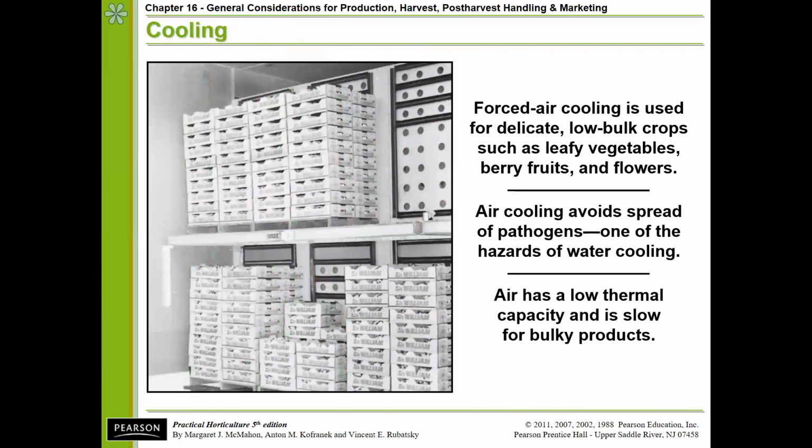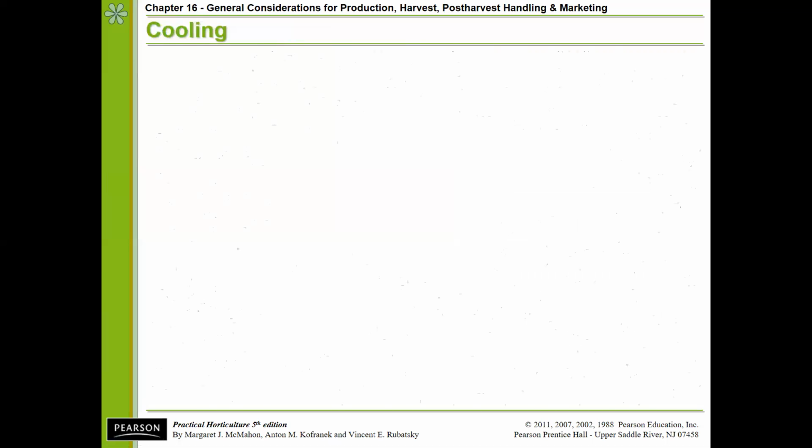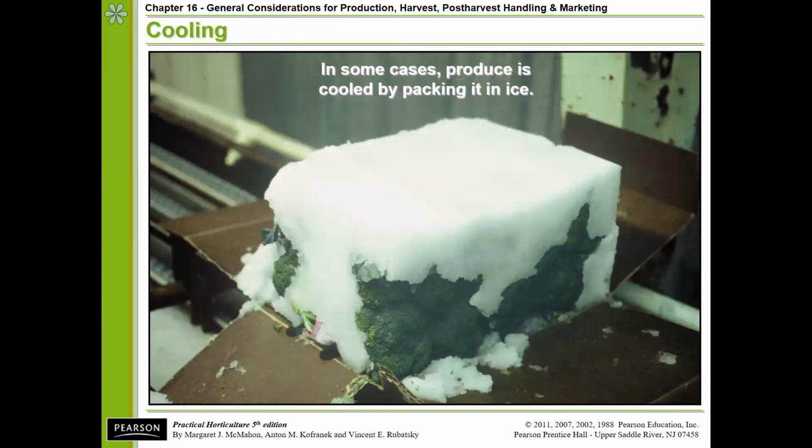There's also forced air cooling for more delicate crops. Air cooling can be better than water cooling, and one of the big reasons is because it avoids the spread of pathogens. Water quality is really important if you're doing any type of washing or hydrocooling. And in some cases, especially for temperate crops, we might actually pack the crops in ice in order to get that cooling, like for broccoli, for instance.